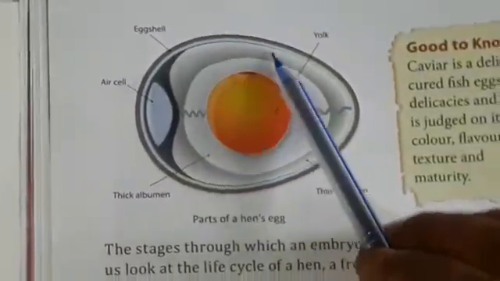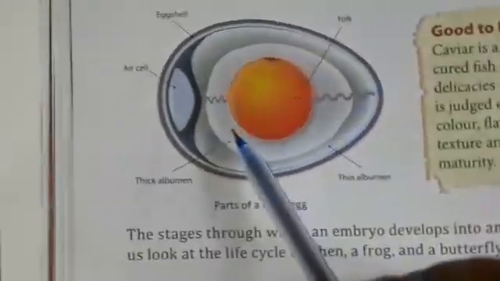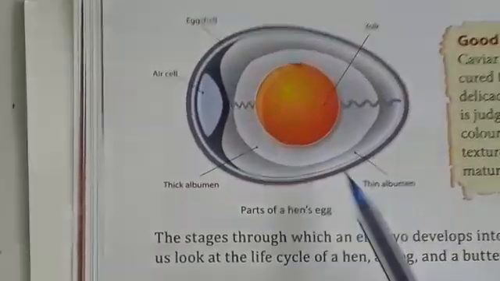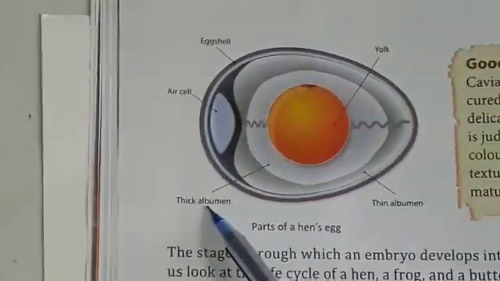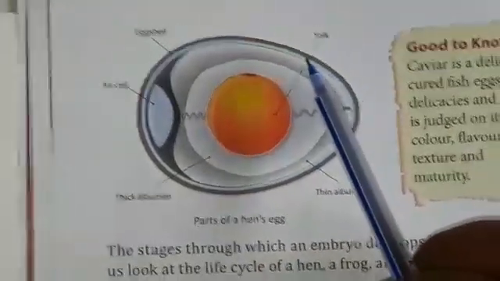You draw a figure of parts of a hen's egg and mention the names: albumen, thin albumen, thick albumen, air cell, egg cell, yolk.